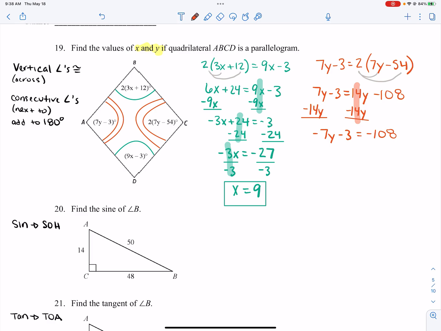Now I've got to get all my non-y's to the right, so I do the opposite and add 3. So my 3's cancel. I have negative 7y equals negative 105. My last step is to divide by negative 7. So negative 105 divided by negative 7, my y is equal to a positive 15.